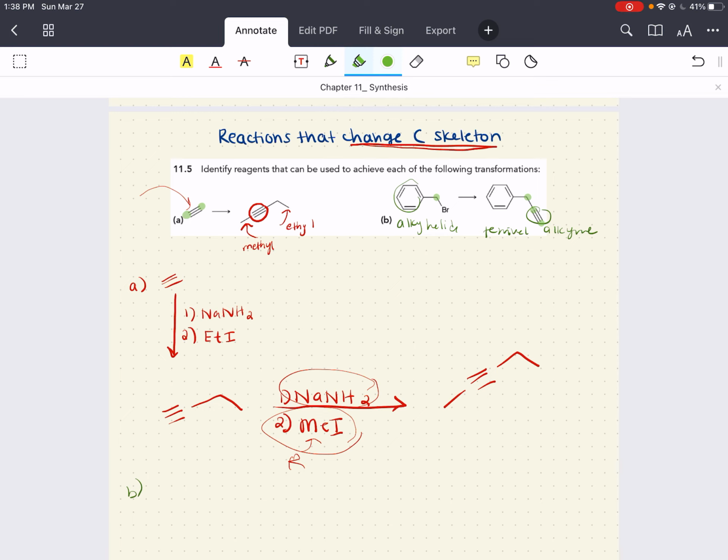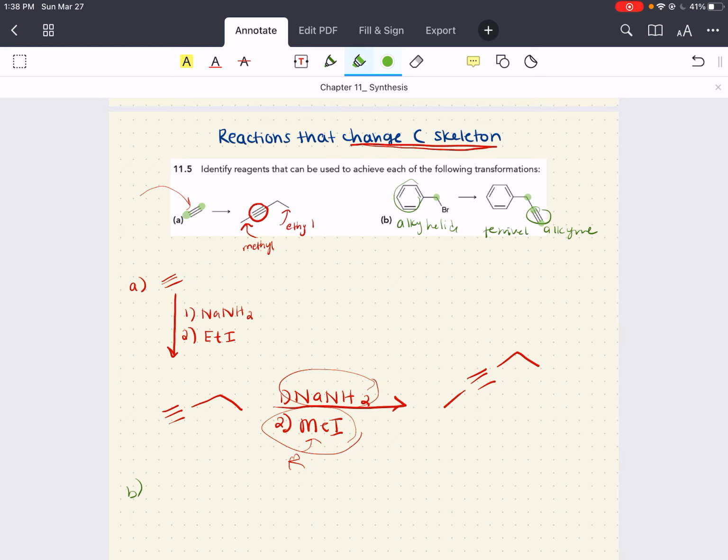Fantastic. So again, the starting material, benzyl bromide, is different than the end product we have. Okay, so we're going to have to install 2 carbons here. Now this is an alkylation process, and it actually can be achieved in just 1 step.